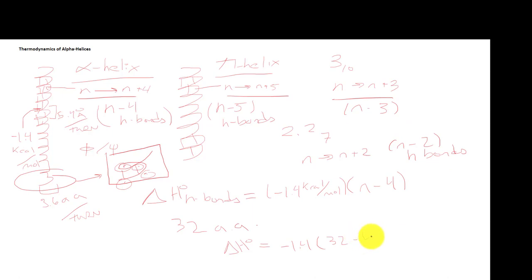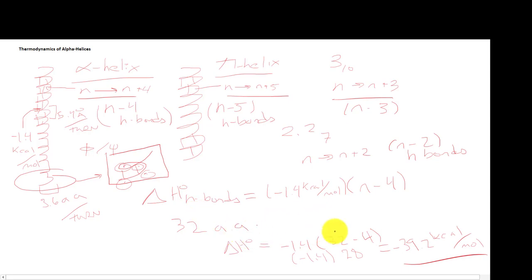32 minus 4, 28 hydrogen bonds times negative 1.4 is going to equal negative 39.2 kcals per mole. So that's going to be the strength of the glue that holds this 32 amino acid alpha helix together. Now, the helix is going to stay together as long as the glue is strong enough, as long as it's favorable enough to hold together with all of these backbone hydrogen bonds.